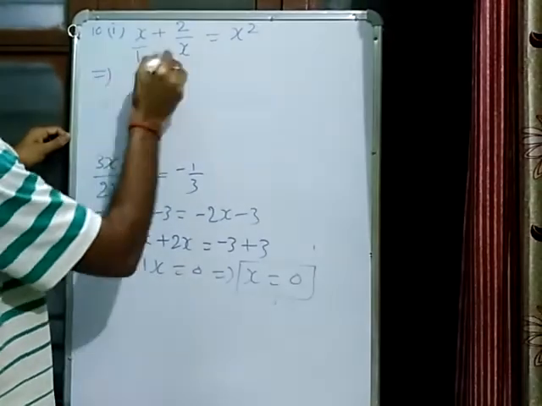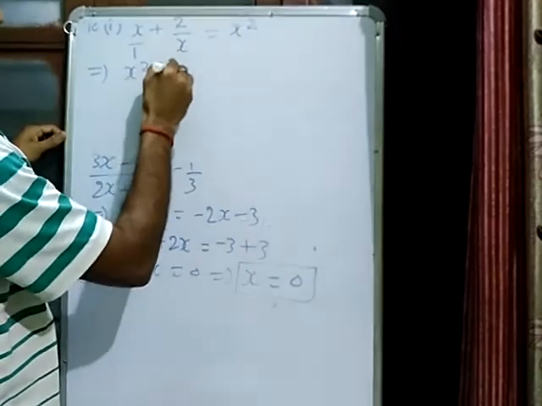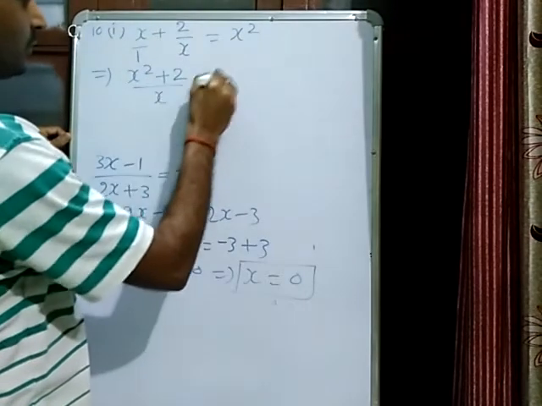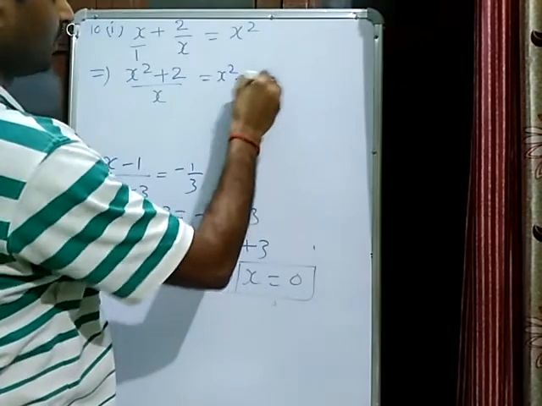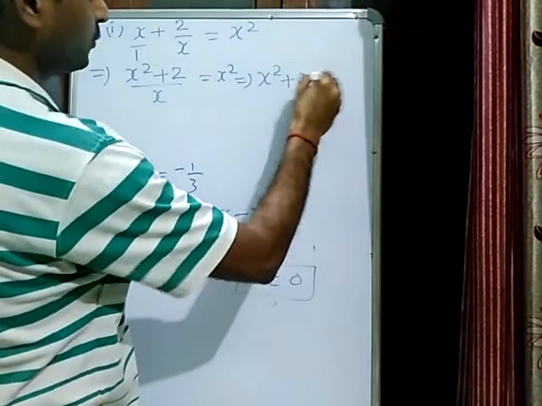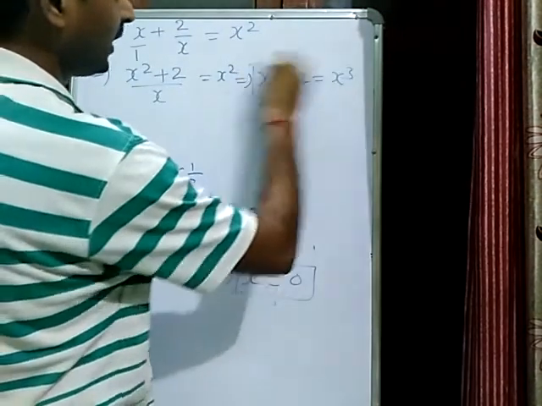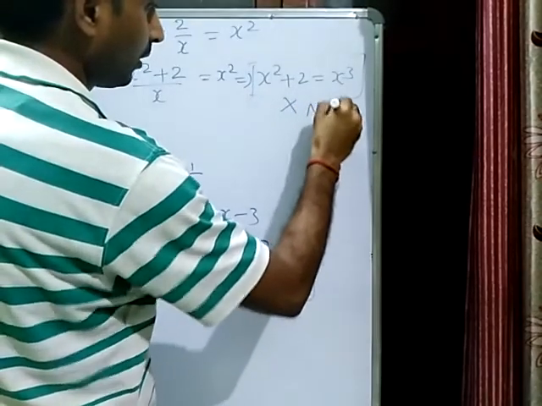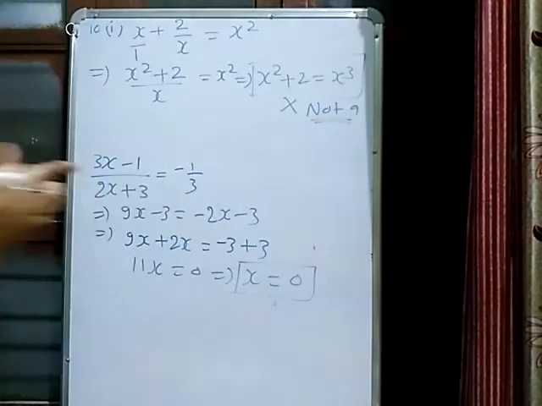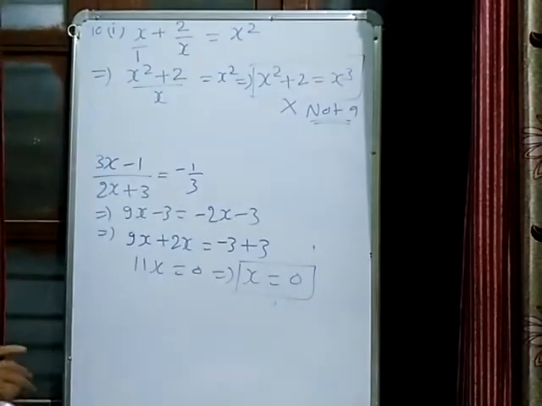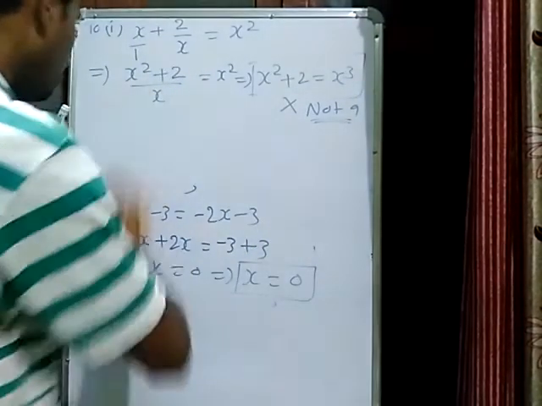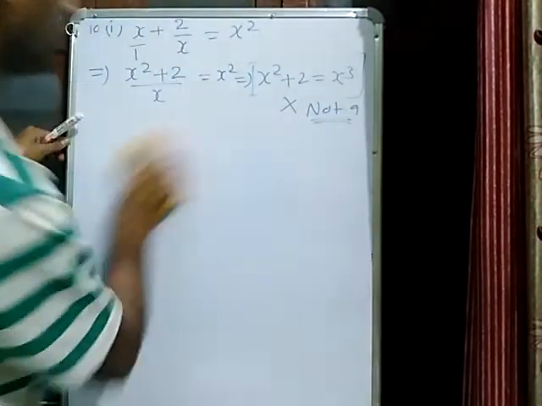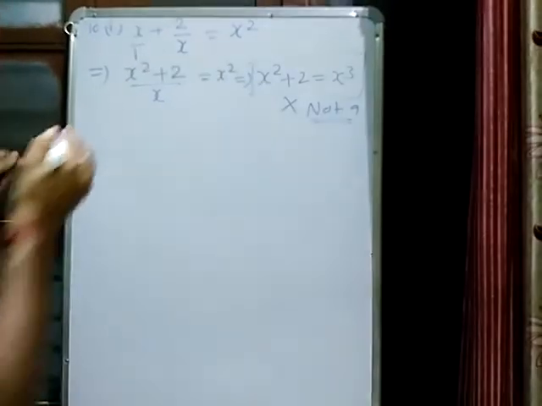So we need to take LCM. So take LCM: x square plus 2 upon x is equal to x square. Then again cross multiply, x square plus 2 is equal to x cube. What is its degree? 3. So it is not a quadratic equation. So first one is not a quadratic equation, but it is a cubic equation, because the power coming is 3, the degree is 3.